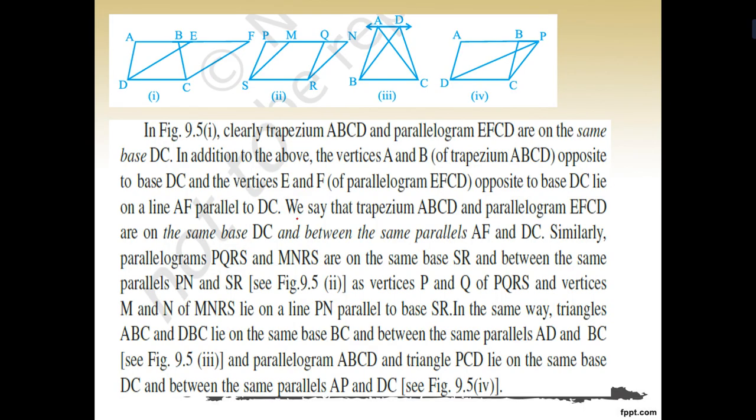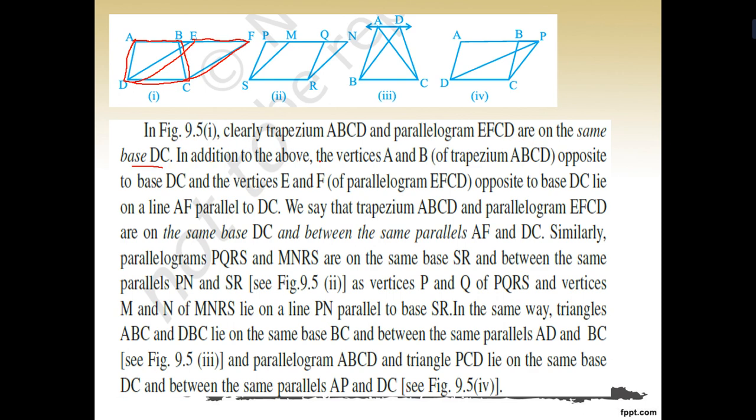Next figure is now text based. In figure 9.5, clearly trapezium ABCD and parallelogram EFCD are on the same base CD. So if you see properly, A, B, C and D is the trapezium. Now the parallelogram, that is E, F, C and D. So in figure 9.5, trapezium ABCD and parallelogram EFCD are on the same base CD.